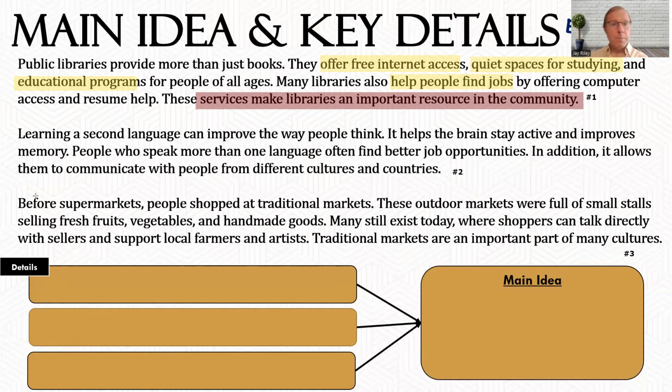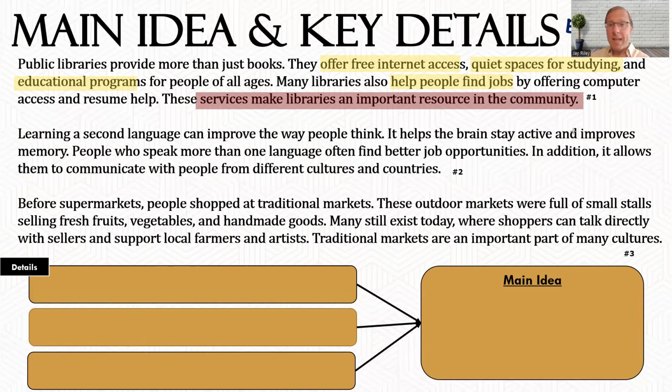Before supermarkets, people shopped at traditional markets. These outdoor markets were full of small stalls selling fresh fruits, vegetables, and handmade goods. Many still exist today, where shoppers can talk directly with sellers and support local farmers and artists. Traditional markets are an important part of many cultures.